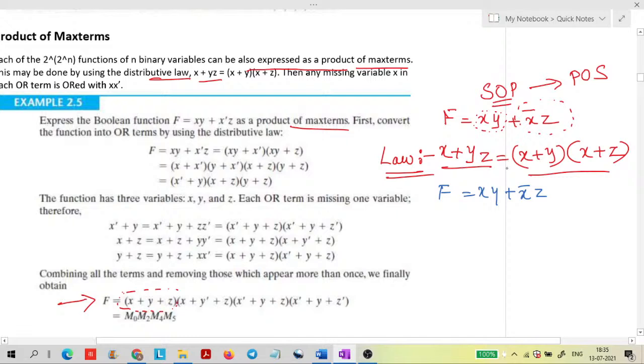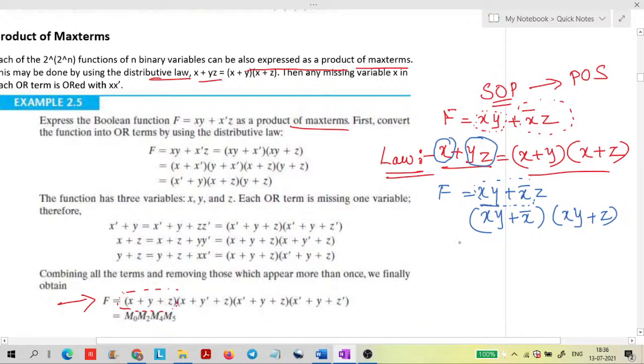Okay, similar means we need to write like this. This is the first term and this is the second term. So (x plus y) into (x plus z). Similar to that, (xy plus x bar) into (xy plus z). Okay, so here is x, xy plus x bar into xy plus z.